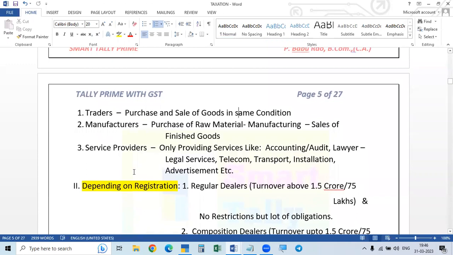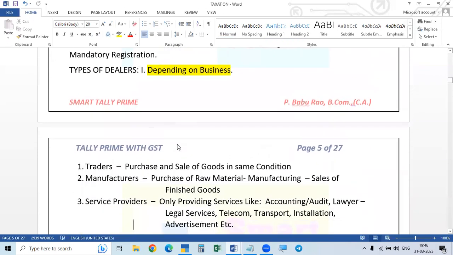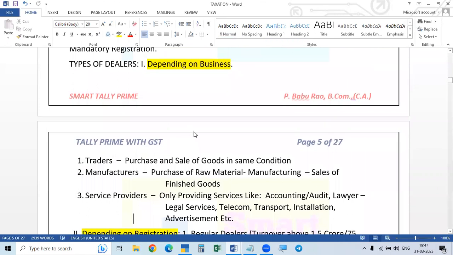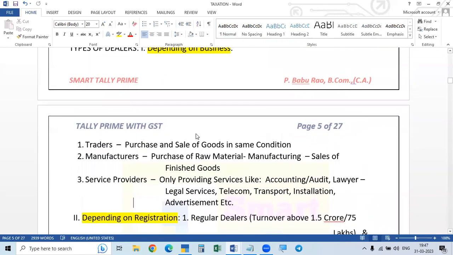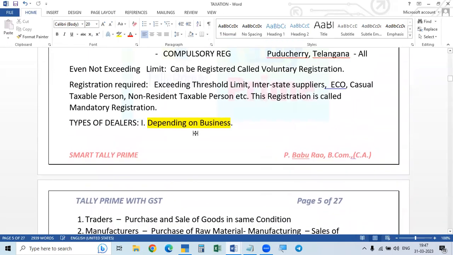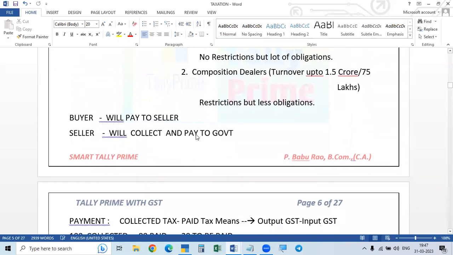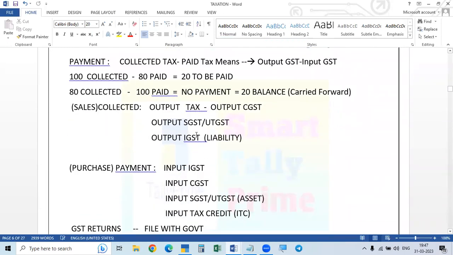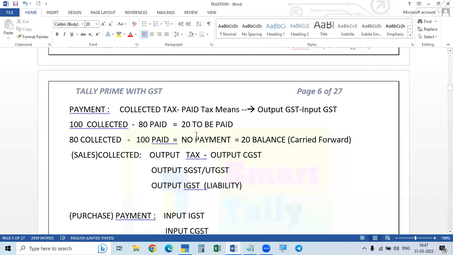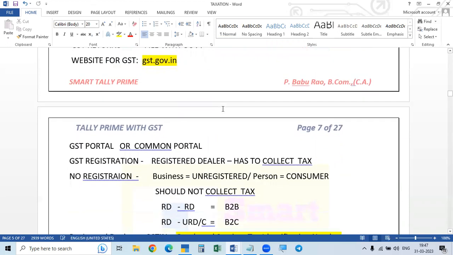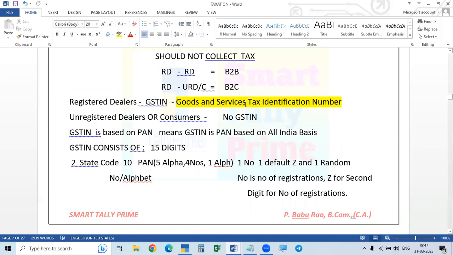Okay, and then, when I told you we have to get the registration, this is general. That is for the business. Depending on the business, the traders or the business people are divided into 3 types. Now, what about the registration? Every person has to get the GST number, which is called GSTIN, Goods and Services Tax Identification Number.